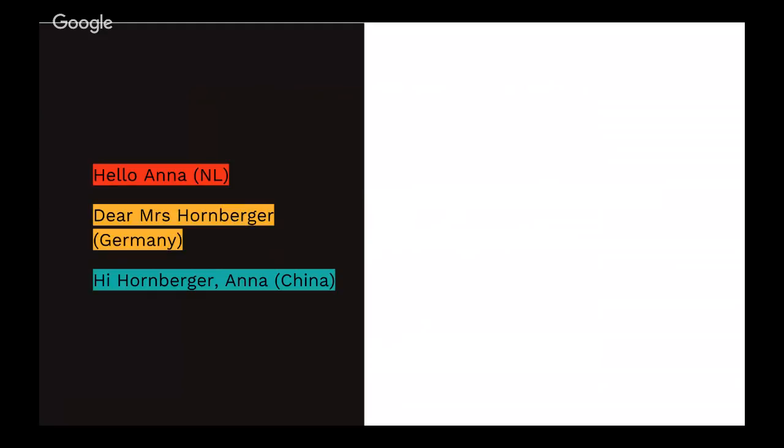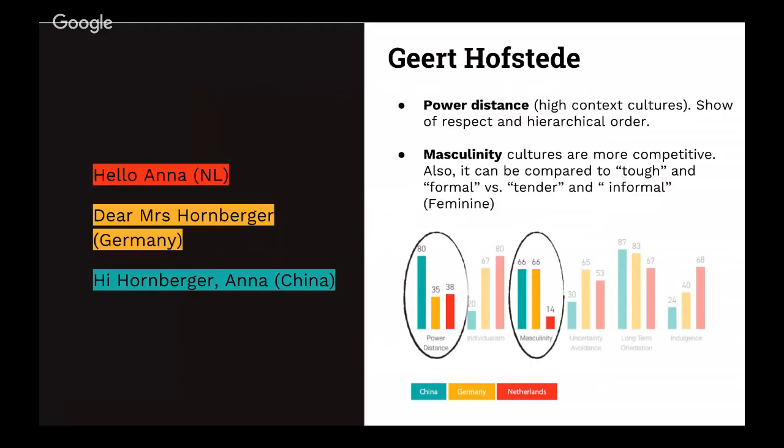And it's quite interesting. If we look now at Geert Hofstede and we look at the dimensions of power distance and masculinity, we can see Germany and the Netherlands are actually not so close to each other, whereas China and Germany seem much closer to each other, even though we would think these cultures are further away from each other. But if we now look at masculinity, Germany and China are actually the same.